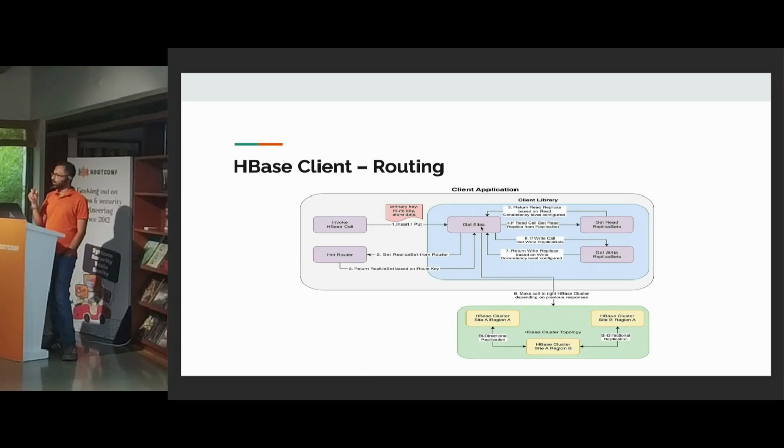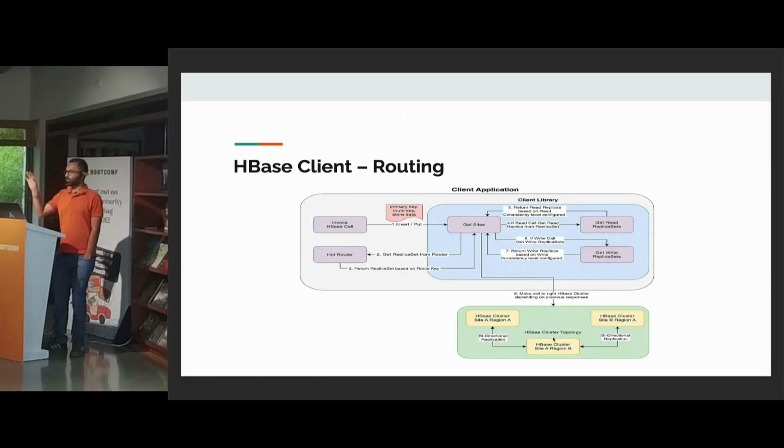If it says it's primary preferred, then you start with primary. If it fails, you go to the secondary. And then you make a decision in the client wrapper, and then you talk to the appropriate HBase cluster, right?